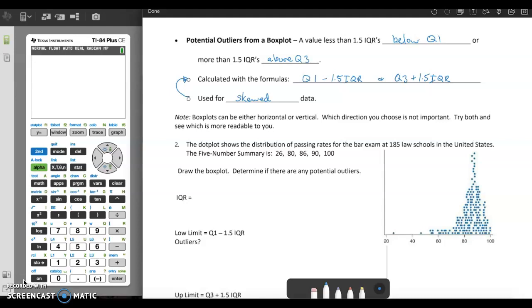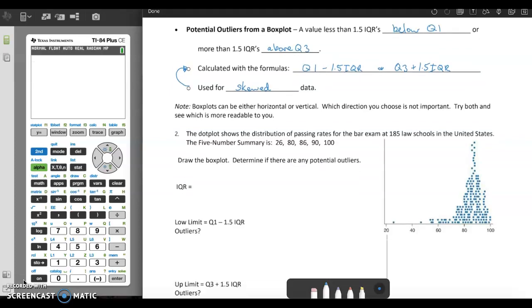Box plots can either be drawn horizontal or vertical, and the direction is not really important. I like to draw mine horizontally just because that to me is a little bit more visually pleasing and readable, but a lot of programs create them vertically and it really doesn't matter. You get the same information from them.